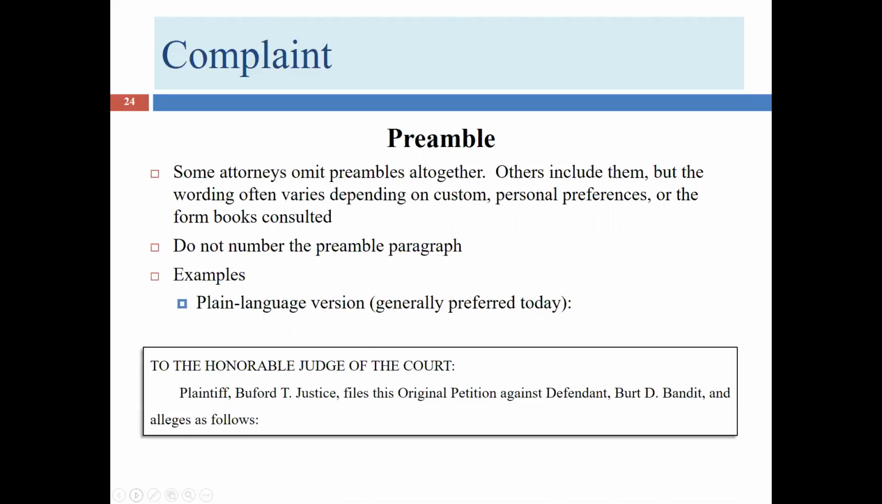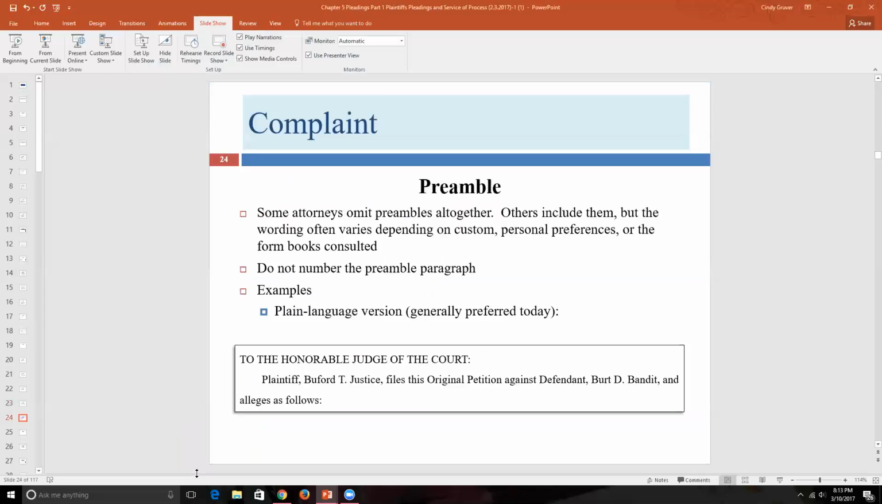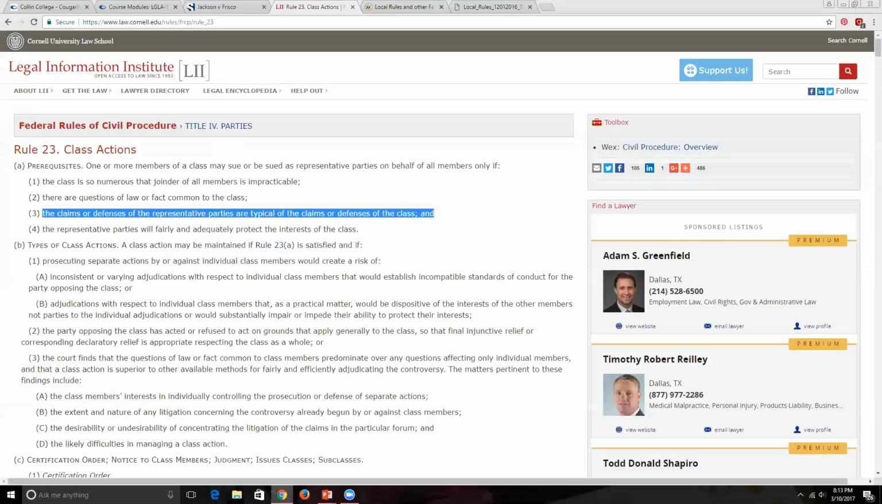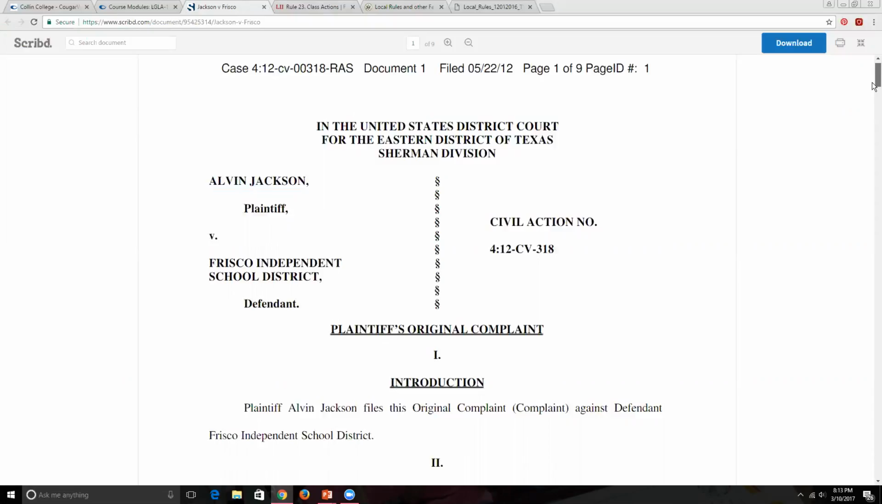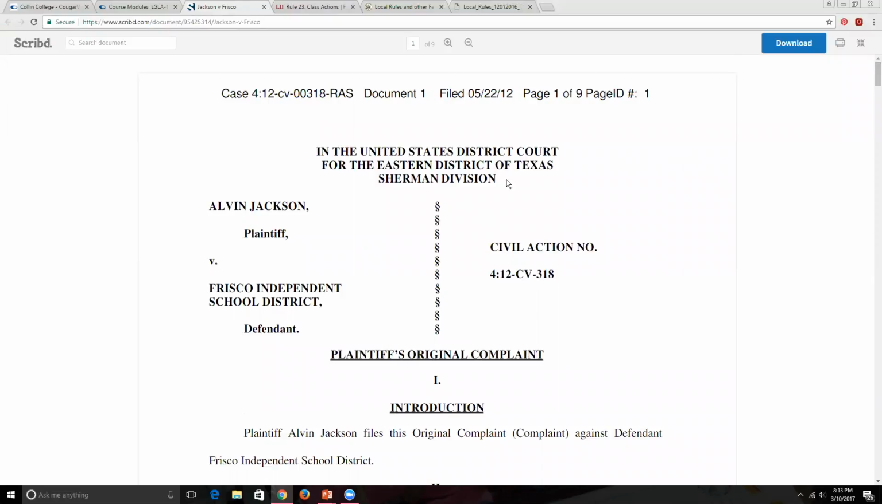Okay, now we're going to go back and talk about the complaint. We're talking about the purposes of the complaint. Before we do that, let me just look at an example of a complaint. So I'm going to end this for a second. I have a complaint here. It's a pretty good one, so we're just going to use this one for a second. This is a local one. This is a real complaint.